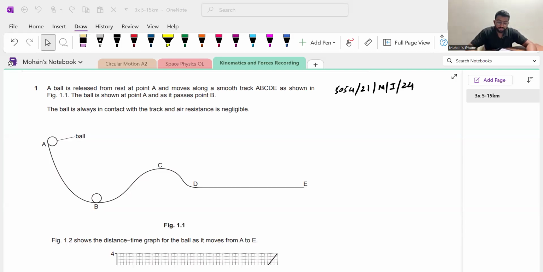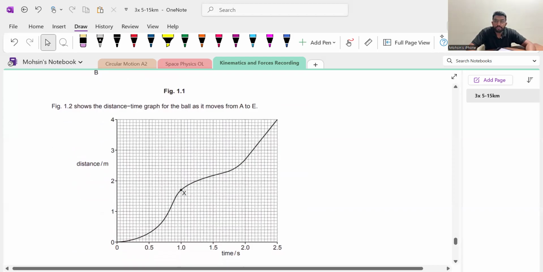Okay, this is the question from 2024 May June paper 2 variant 1. A ball is released from rest at point A and moves along a smooth track A B C D E. The track is shown here. As shown in figure 1.1, the ball is shown at point A and as it passes B, the ball is always in contact with the track and air resistance is negligible.